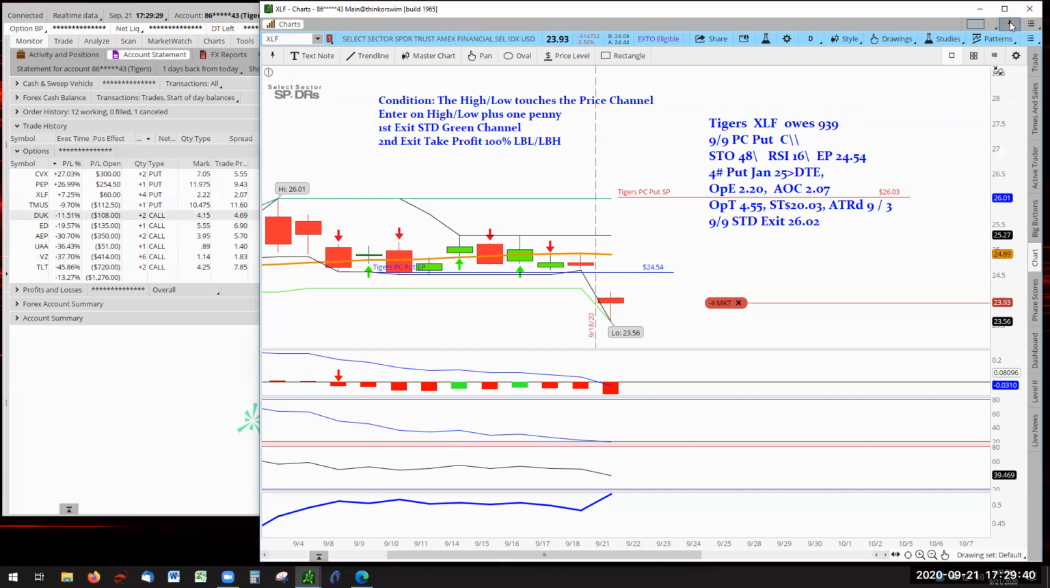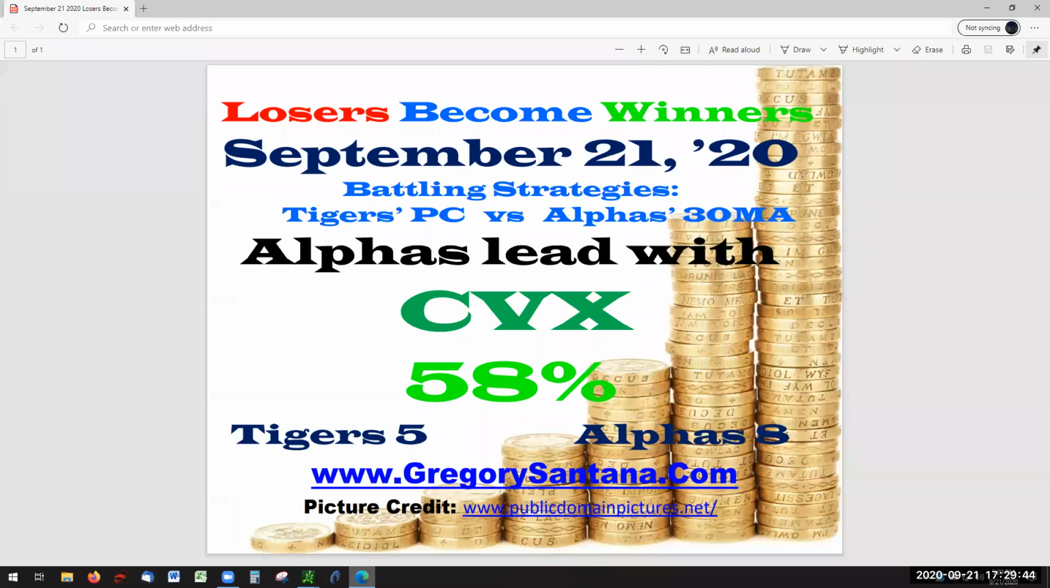So that is a conclusion of today's report for the losers become winners, September 21st. Alphas lead with CVX. Remember, this is a disclaimer that these trades are for my own. They are not yours. Your trades are your own responsibility. Do your due diligence, do your trading plan, and stick to the rules.